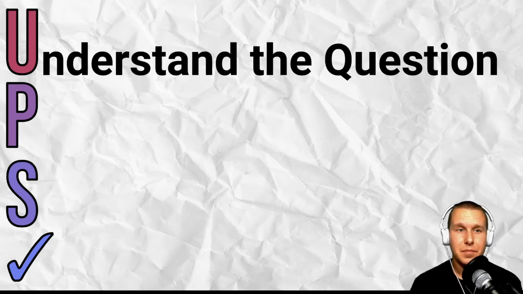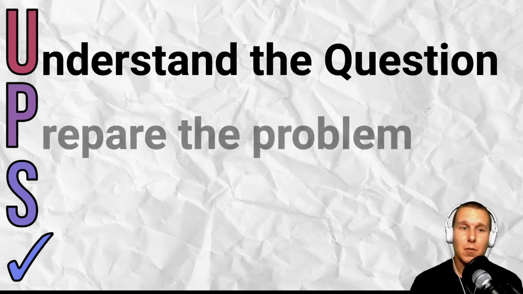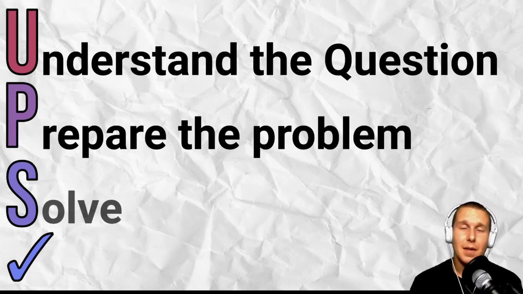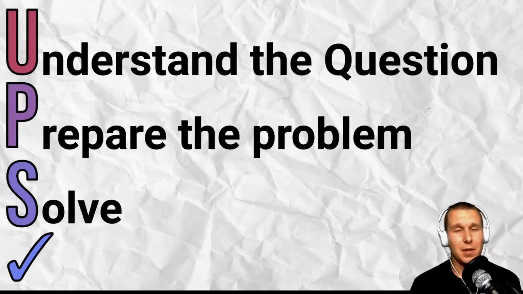The next step for P will be prepare the problem, and that can look like a bunch of different things. We could go back and we could highlight, underline, and circle some important keywords or numbers that are going to help us solve this problem. We could also take a look at the graph, the table, the image if that's provided. So there's lots of different ways we can prepare that problem. But if you can prepare and gather as much information as possible, you'll be able to solve the problem a little bit easier.